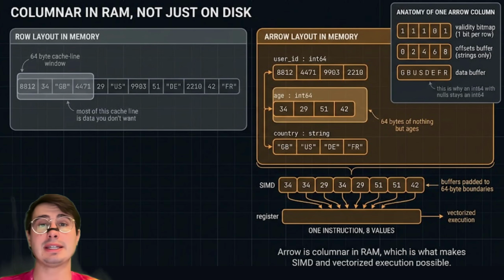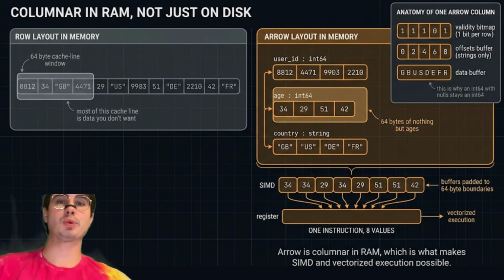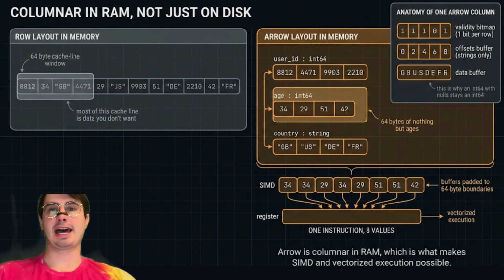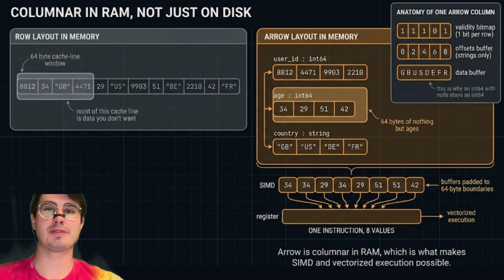And the second one is SIMD, single instruction, multiple data. Modern CPUs have registers that hold 8 or 16 integers at once and operate on all of them in one instruction, and that only works when the values are the exact same type and physically adjacent, which is exactly what Arrow guarantees. And Arrow even pads its buffers to 64-byte boundaries so they line up with the widest vector registers. So when a tool describes itself as having a vectorized execution engine, this is the precondition that it's talking about. The layout comes first and the speed follows from that.